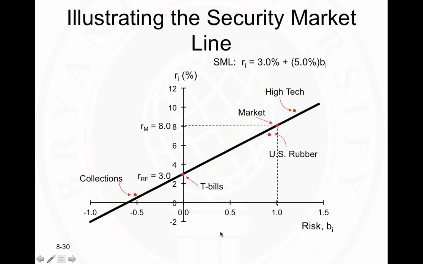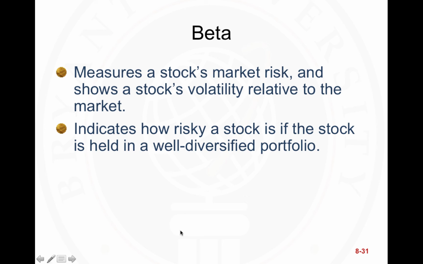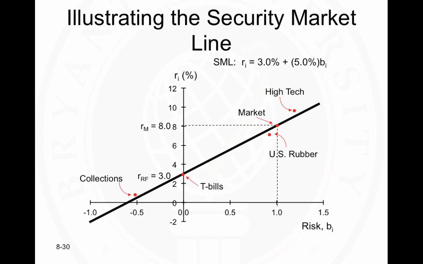So this is the security market line, but make sure that you see here that this is beta and this is return. Beta measures stock market risk and the volatility relative to the market. It indicates how risky the company is if it is held in a well-diversified portfolio. I'm going to go back to the other slide, and that beta here is nothing but the slope of this line. If you remember the equation of a line, this is it. Now this beta can be calculated. This is the slope of this line, basically.